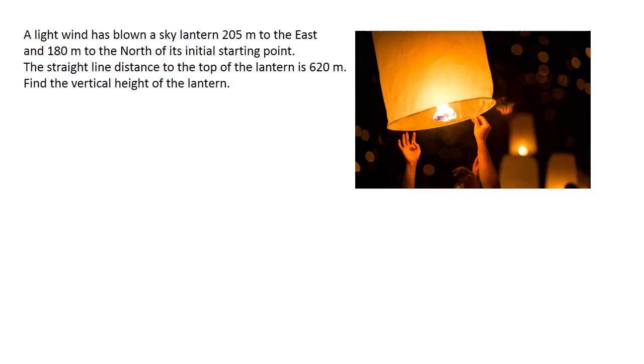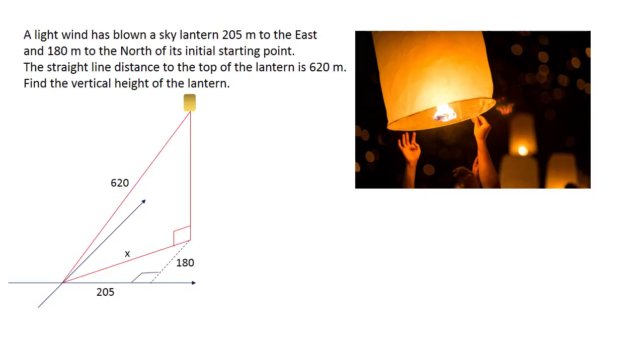A light wind has blown a sky lantern 205 meters to the east and 180 meters to the north of its initial starting point. The straight line distance to the top of the lantern is 620 meters. We need to find the vertical height of the lantern. The first thing is to draw up a diagram. Now when we do this, we make our base plane oblique, so one line is pointing to the north and the other is pointing to the east. Put our other bits and pieces in.